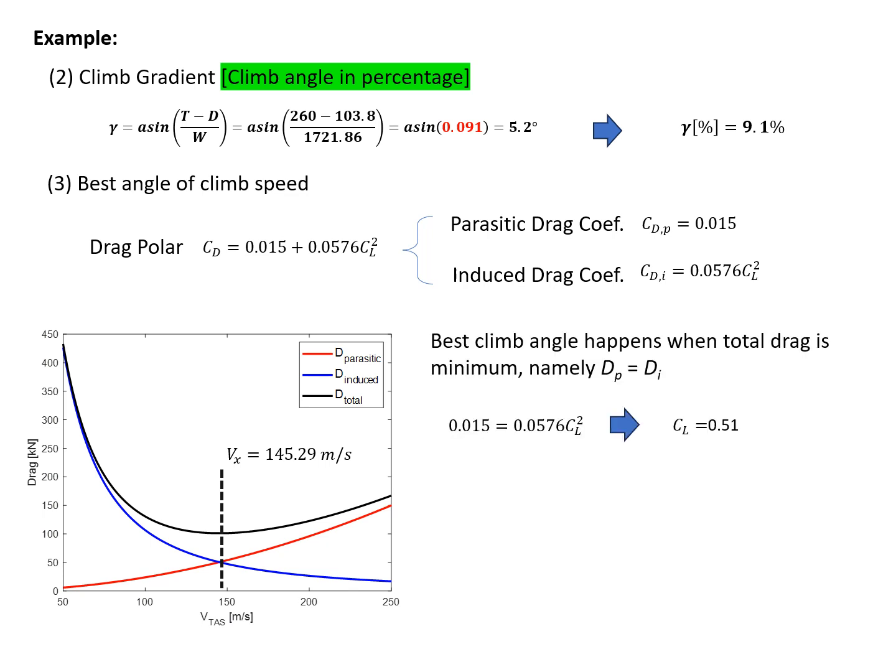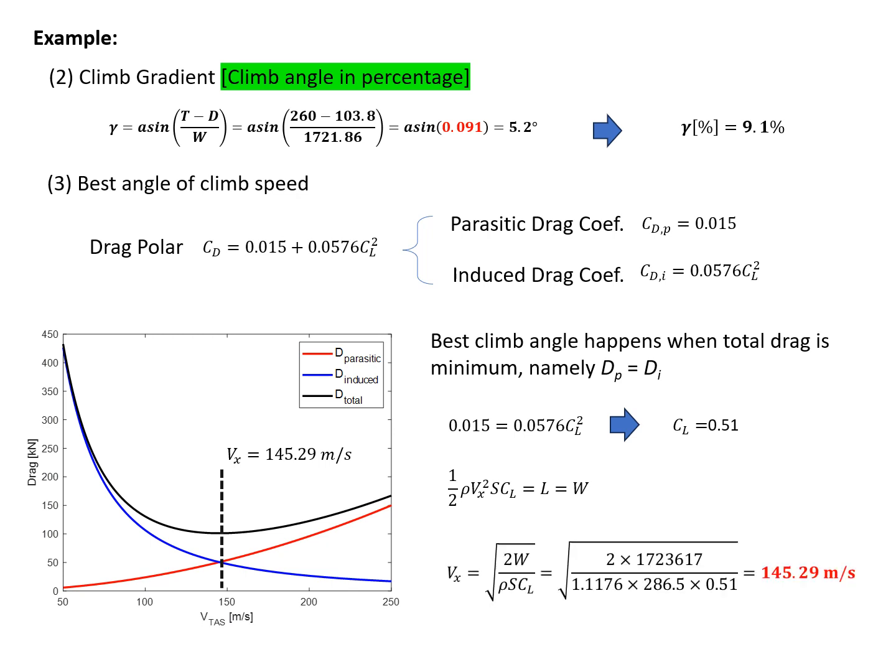Based on the theory, we can equate the parasitic drag Dp and the induced drag Di. So we can get the CL, from the lift equals the weight, based on the small climb angle assumption. And then we get Vx exactly the same as from the graphical method. So this also in return demonstrates the theory that when the parasitic drag equals the induced drag, we have the minimum drag.